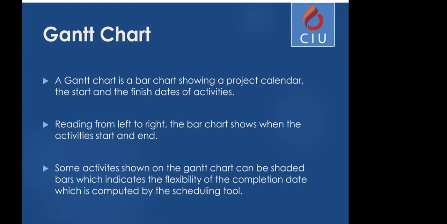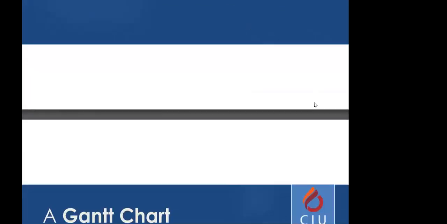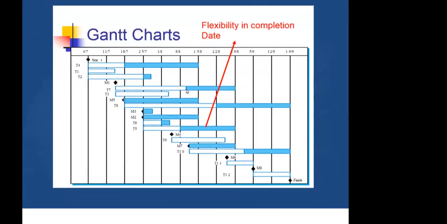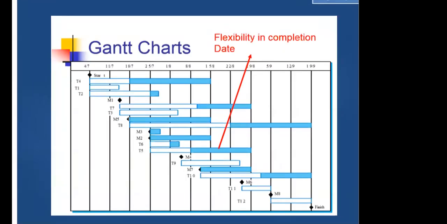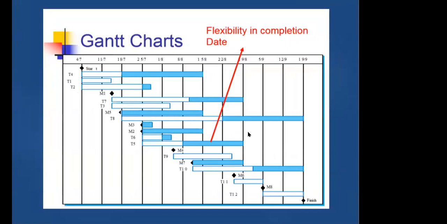So whenever you draw a Gantt chart, you can see that some areas can be shaded or just overlapping. This means that there is flexibility in the completion date. This means that the date can be adjusted. So the Gantt chart can also show you the dates from start to finish and everything, and this is done in an overlapping way.